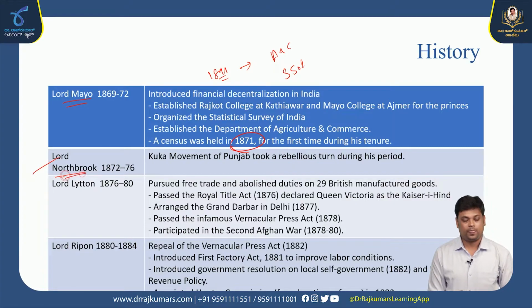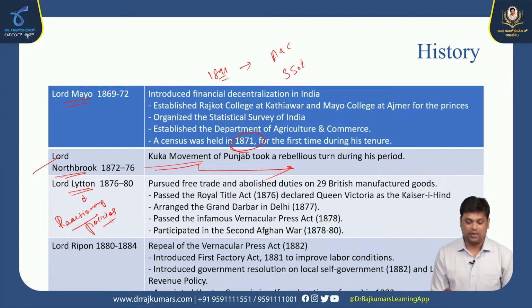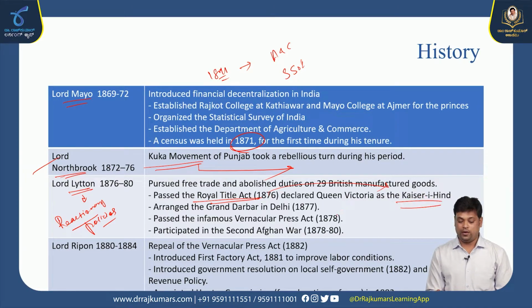Lord Northbrook, the Kuka movement, which popularly happened in the region of Punjab, a rebel movement against the British authority. Lord Lytton, popularly known as a reactionary personality, because all of his policies and acts passed during his time period got a reaction from the Indians. The Royal Titles Act was passed, based on which the Kaiser-i-Hind title was given to Queen Victoria, and a Grand Darbar in Delhi was arranged during this time period. The Vernacular Press Act was passed in the year 1878.